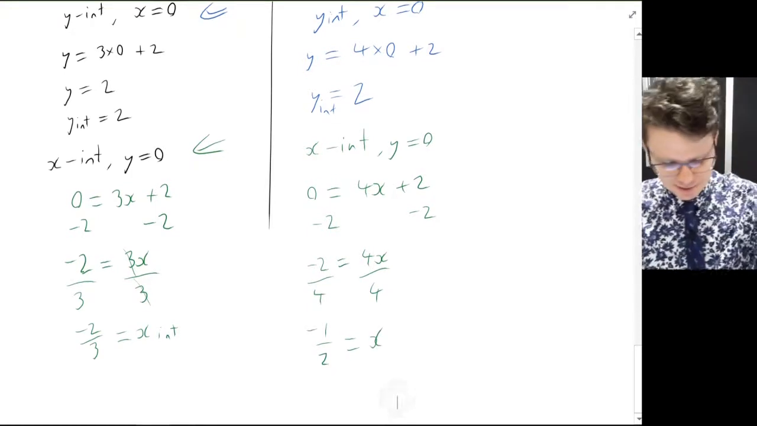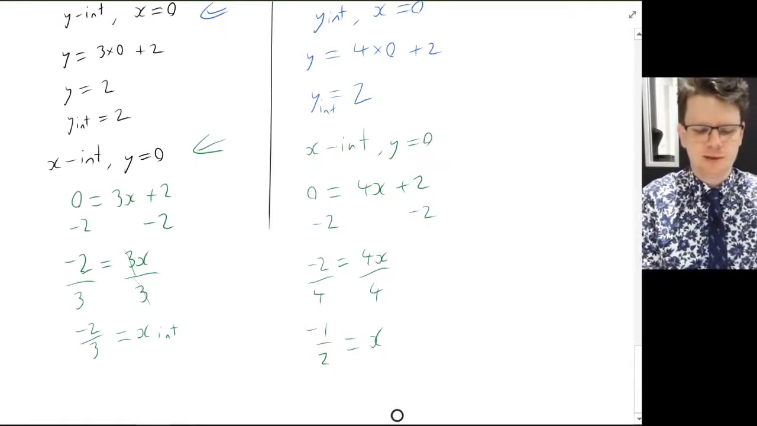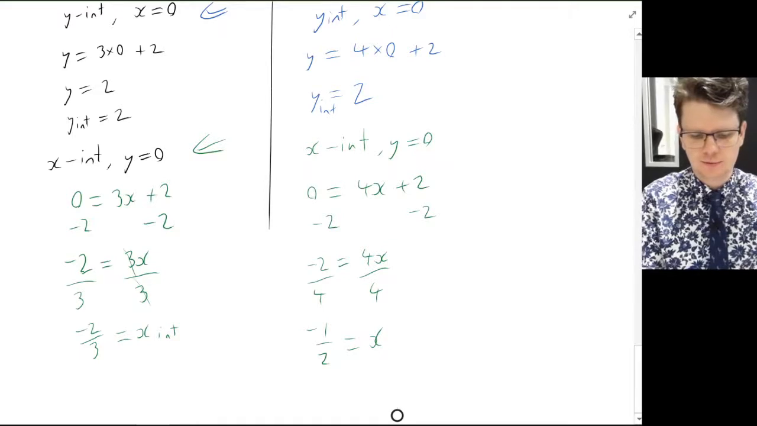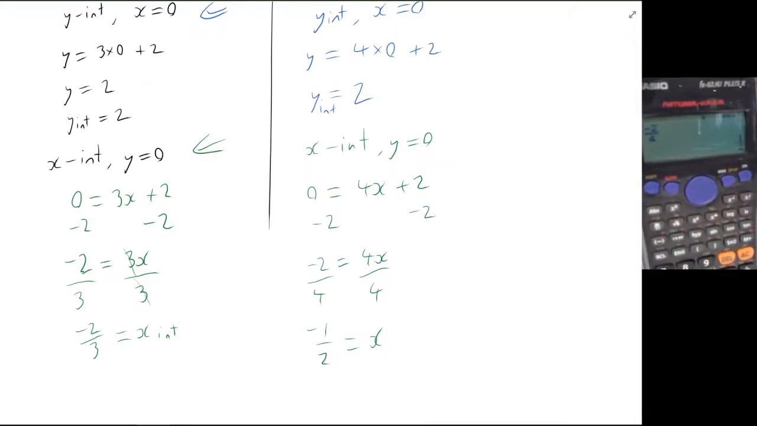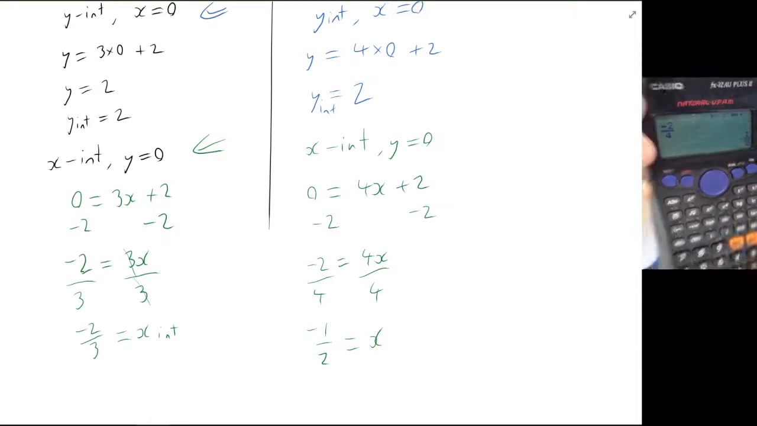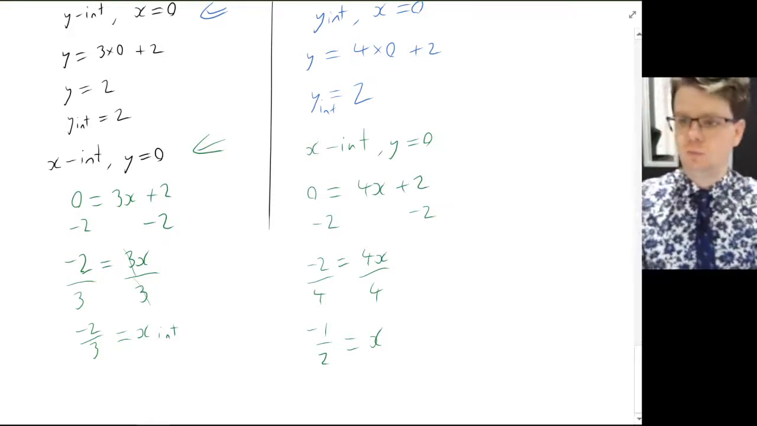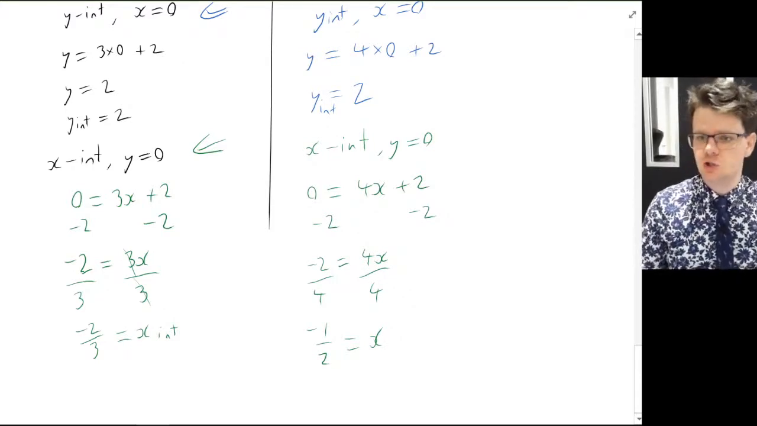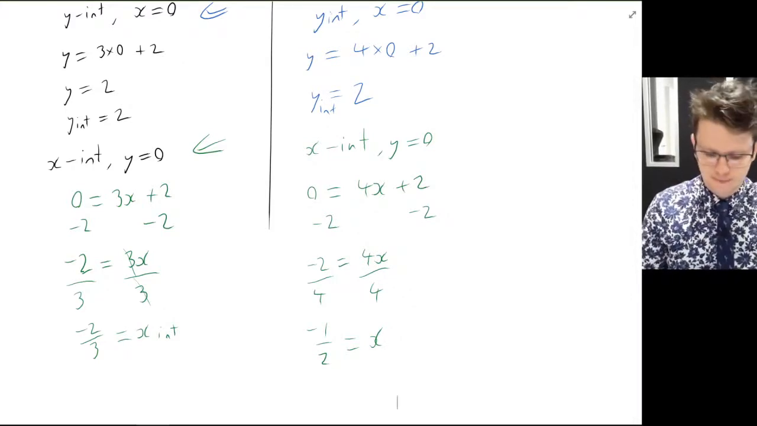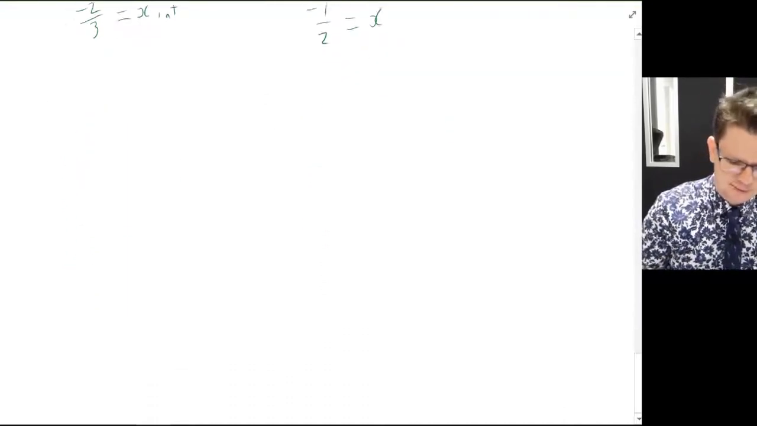And if you weren't sure how to simplify negative 2 on 4, your calculator can do it for you. Write it like a fraction, and you'll see it simplifies down to negative 1/2, or negative 1 on 2. Either way is fine. Even negative 0.5 is fine. It's just different ways of representing the same thing. Alrighty, but let's have a practice of another one.